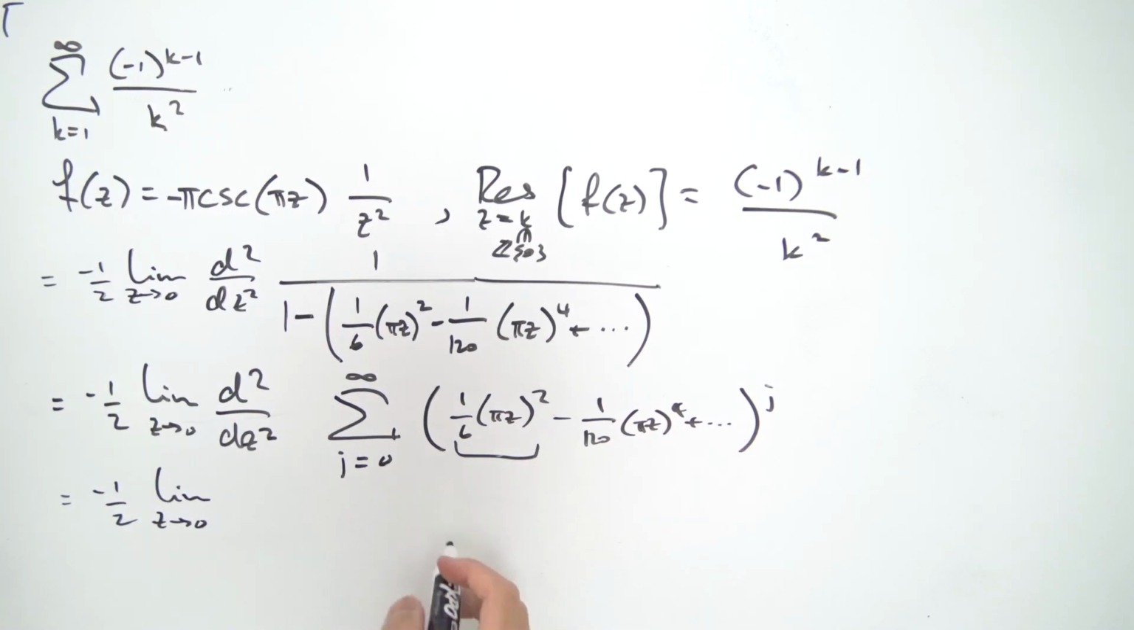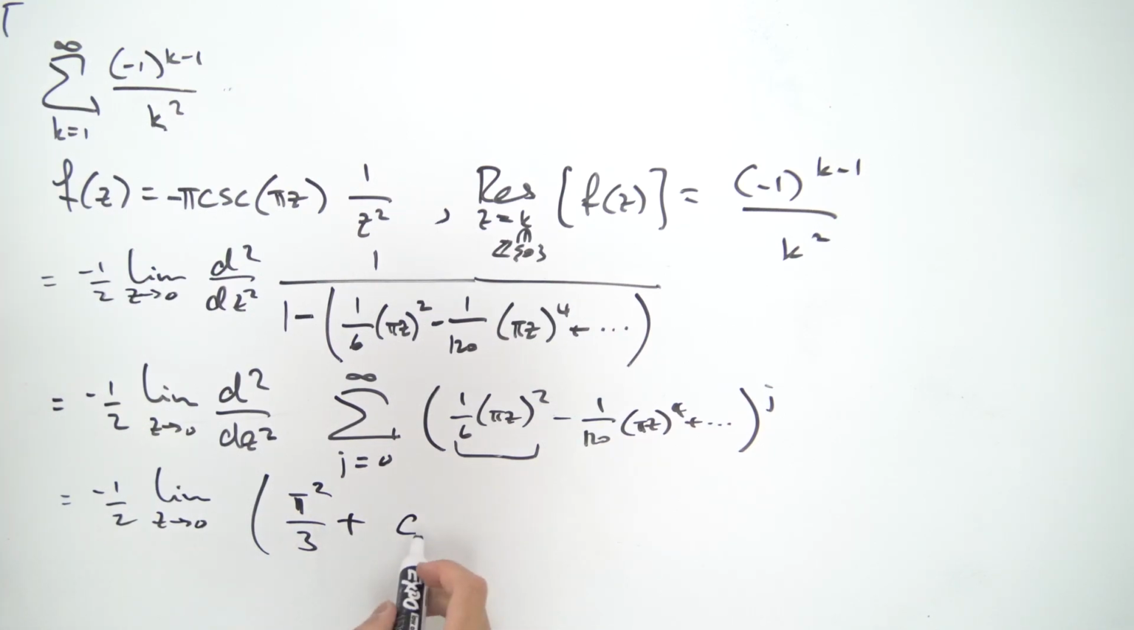Well, if you differentiate this thing once, you're going to get pi cubed over 3 times z, because this is pi squared times z squared, and just some basic power rule. And if you differentiate this again, the z will drop off, leaving you with pi cubed over 3. So we have the limit as z approaches 0 of pi squared over 3 plus a bunch of random higher order terms.